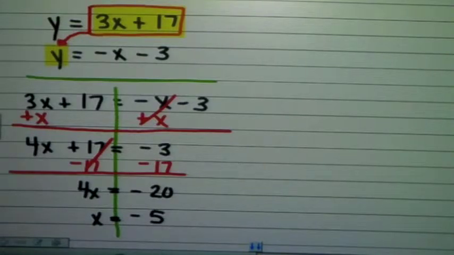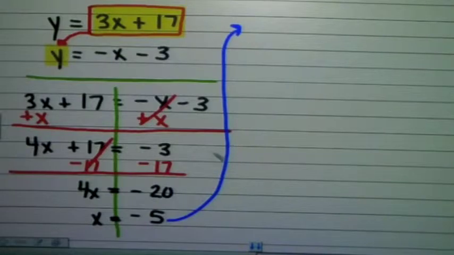That's half of our answer. Again, let's go back up to the top. In this case, they were both solved for y, so you can use either one. They're both fairly simple to substitute back into. I'm going to use that top one. y equals 3x plus 17.